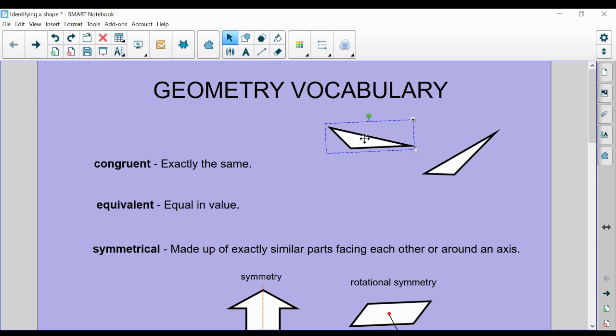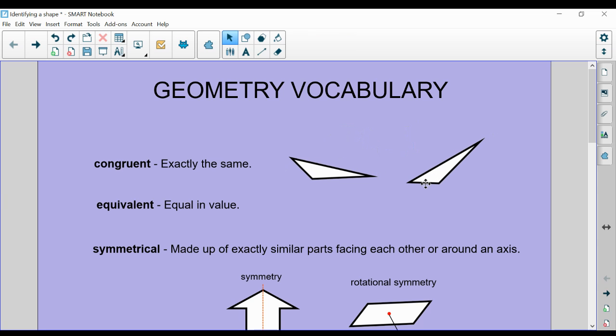And then a very similar word is equivalent, which means equal in value. So you could say these sides are congruent, and you could also say these sides are equivalent.